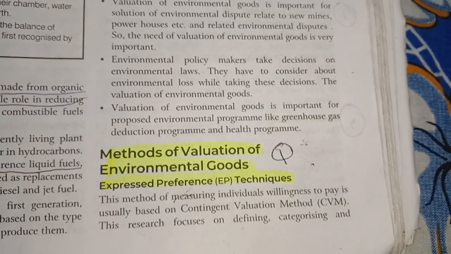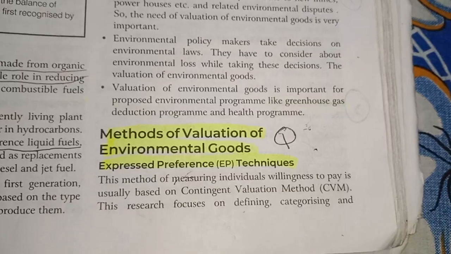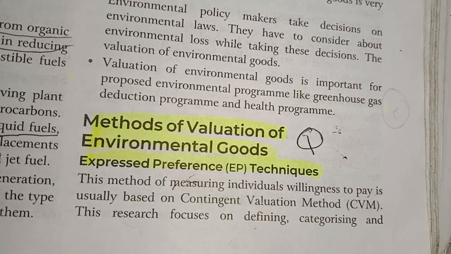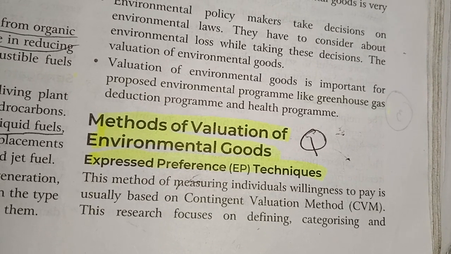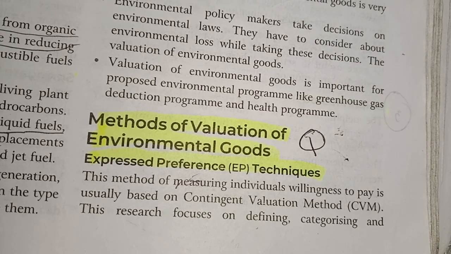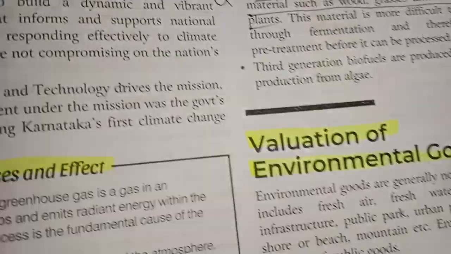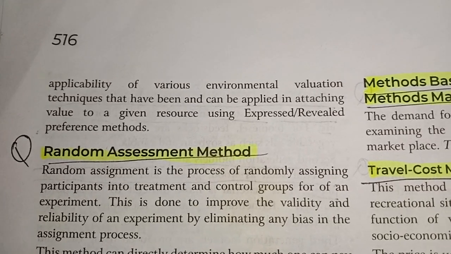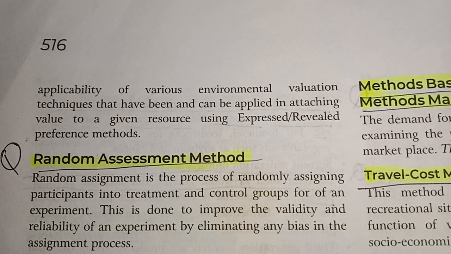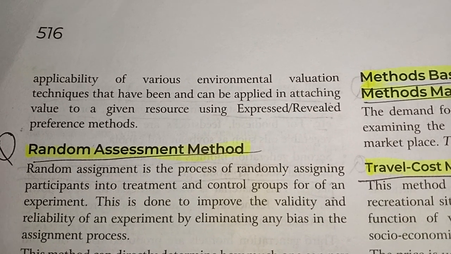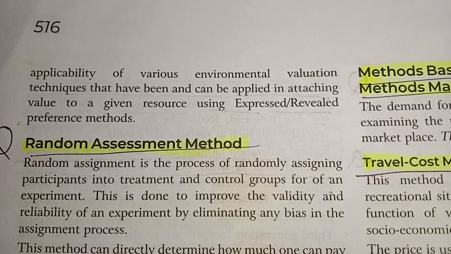Methods of valuation of environmental goods. Expressed preference, EP, techniques. This method of measuring individual willingness to pay is usually based on the contingent valuation method, CVM. This research focuses on defining, categorizing, and the applicability of various environmental valuation techniques that have been and can be applied in attaching value to a given resource using the expressed preference method.